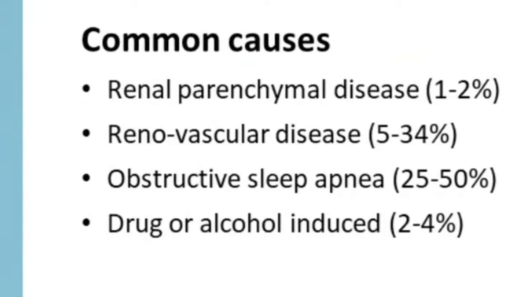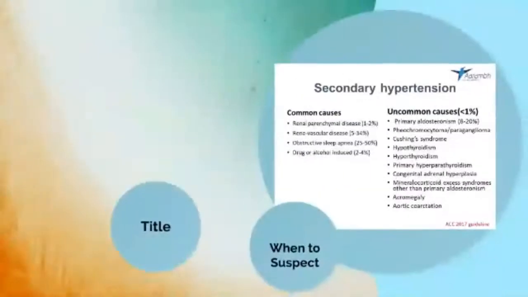As you can see, the most common causes are kidney diseases, chronic kidney disease, sometimes renal vascular disease like renal artery stenosis. One of the more up and coming causes of secondary hypertension, especially due to a lot of obesity, is obstructive sleep apnea, a condition which we will discuss in the future. Drug and alcohol induced conditions are also a cause of secondary hypertension.